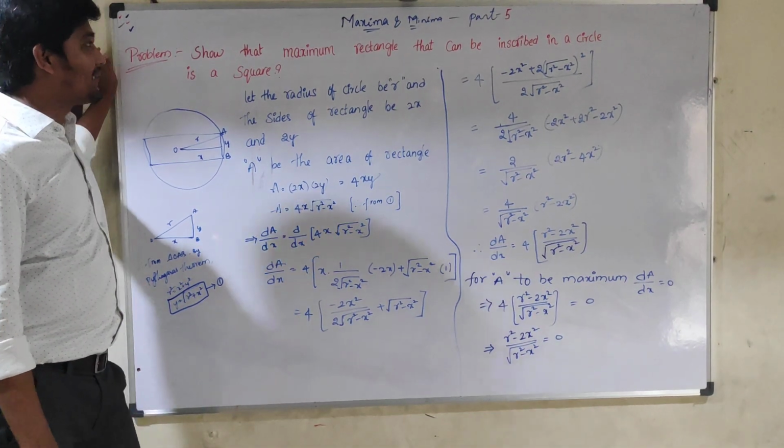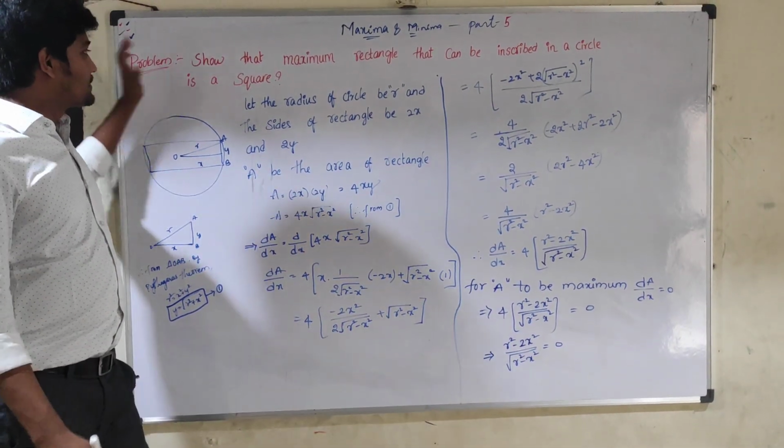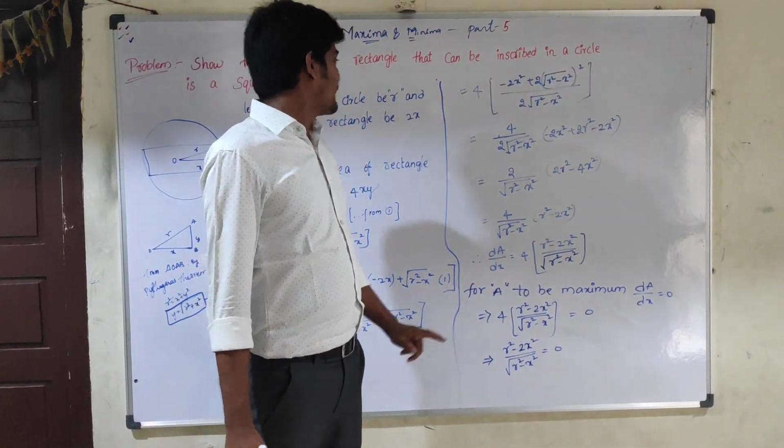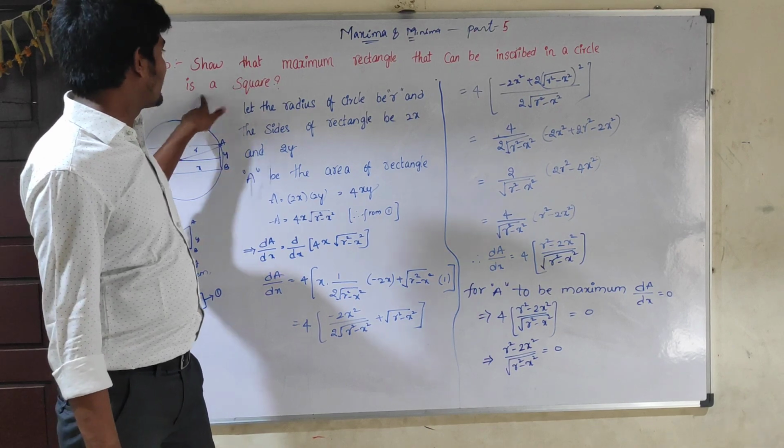Next problem in part 5, maxima and minima part 5. Show that the maximum rectangle that can be inscribed in a circle is a square.